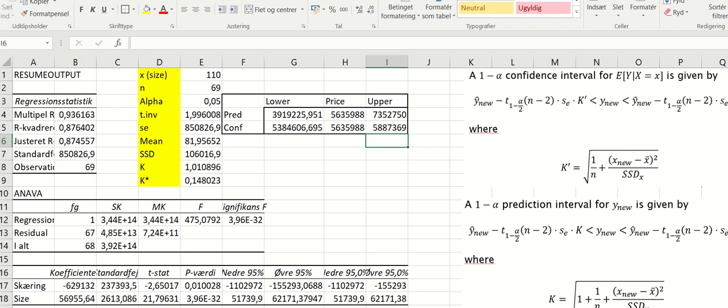And here we see a much smaller interval. We expect that to be between 5.4 and 5.9 million. So it's a lot smaller interval because it's the average of all future apartments of 110, whereas the prediction is the expected value for the next one we are selling. So that is the difference between a prediction and a confidence interval, and this is how it's calculated.